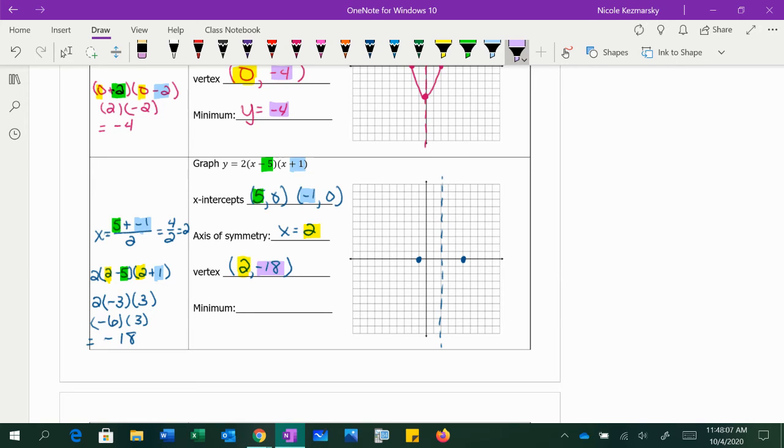And we were using purple for that. And on this grid, it only goes to -10. So we're going to estimate. So I'm going to go down here, and I'm going to say, oh, -18 is about there. Okay, you get as close as you can. And then I'm going to sketch in my parabola. There we go. And then the minimum is y equals -18. And that -18 matches my vertex y value.